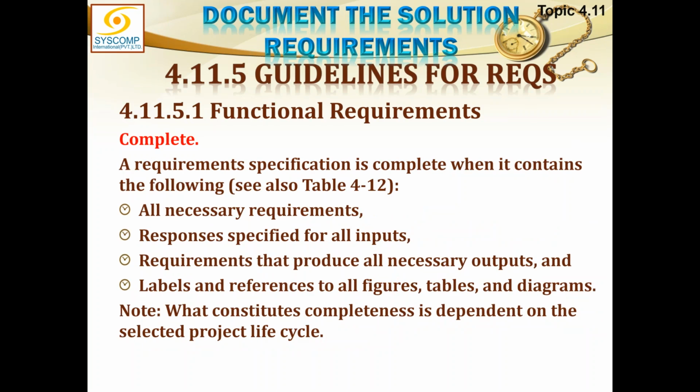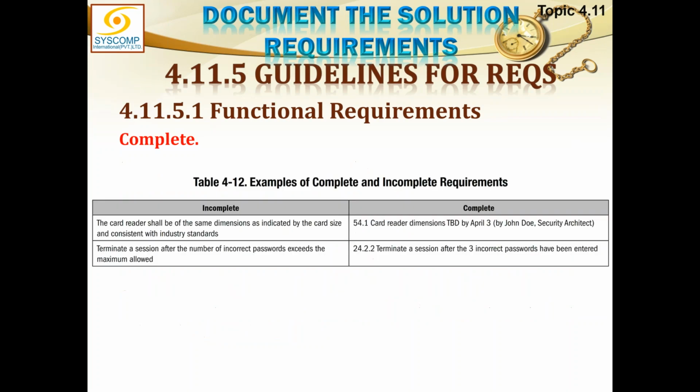A requirement specification is complete when it contains the following. All necessary requirements are there. Responses are specified for all inputs. Requirements produce all necessary outputs. And the labels and references to all figures, tables, and diagrams are present. Note, what constitutes completeness is dependent on the selected project lifecycle.